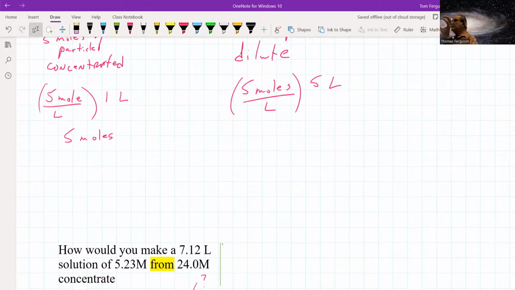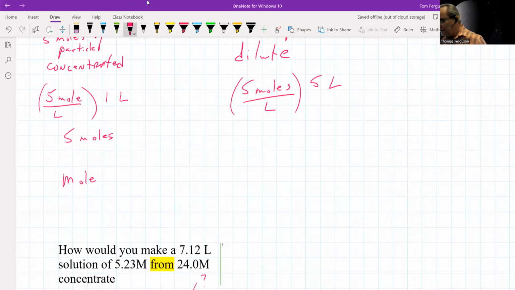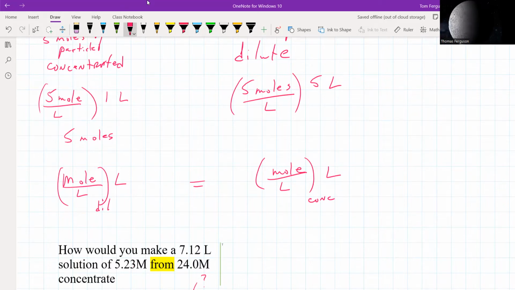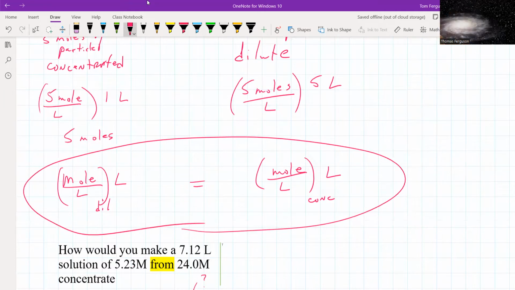So basically, because we can substitute moles per liter times liters for moles, we have a new equation. So we're going to have moles, and those are going to be equal now. So this is a new equation. Sometimes you'll see it as MC, MV. I like to use the actual units we're working with. Okay, so that's the equation. How many variables are in this equation?